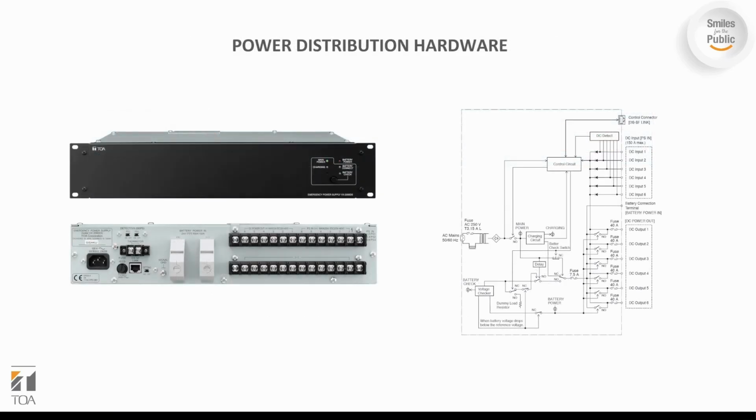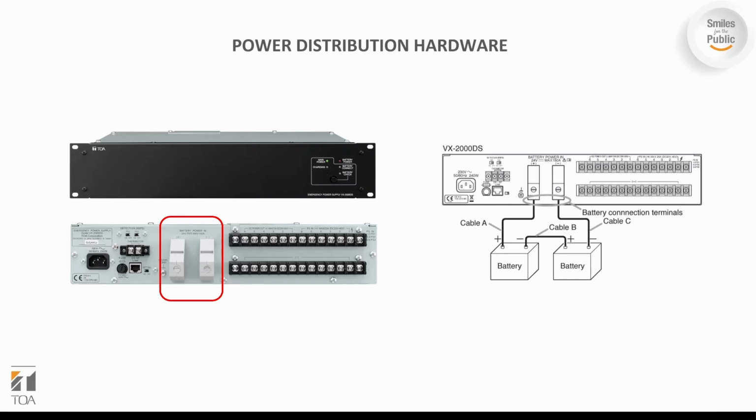Let's now move on to power supply distribution hardware. Each VX3000 frame, amplifier module, and specialized expansion hardware requires a 24-volt DC fuse protected power supply. This is so that in case of a failure of one component, it does not cascade to the other units. Also, since the VX3000 is used for critical PA functions, DC power backup is often needed. These requirements are fulfilled via the VX2000DS.